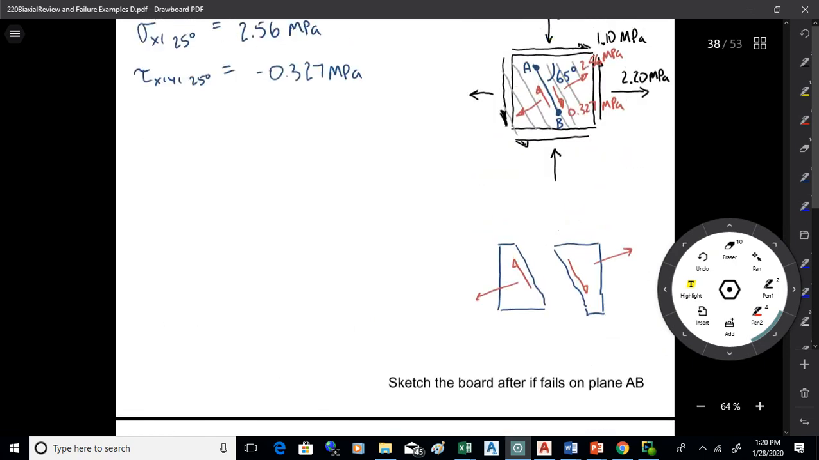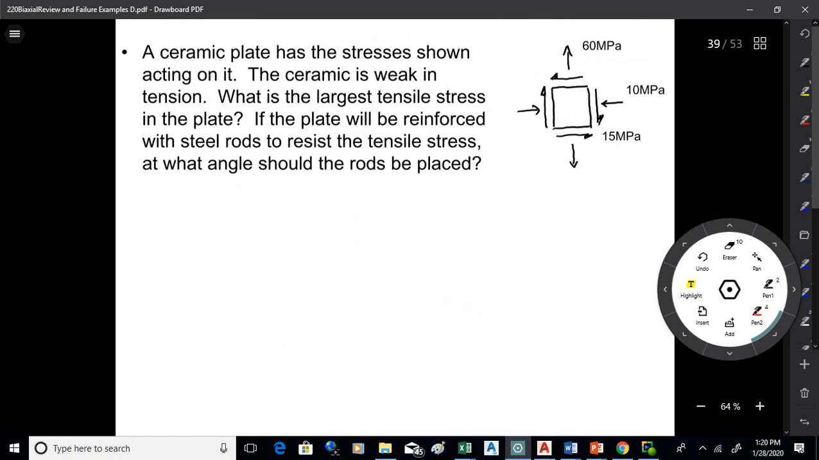So when you run the numbers, you should come up with about 11.6 degrees for the angle. Now what's the other angle then? If the first one's 11.6, what's the other angle? Yeah, just add 90, right? So these two angles are 90 degrees apart.